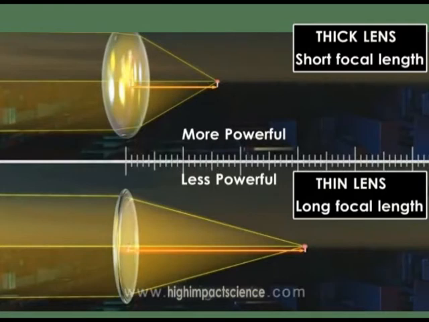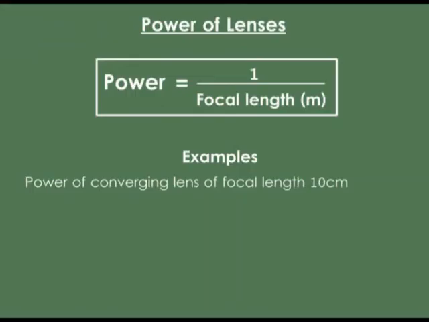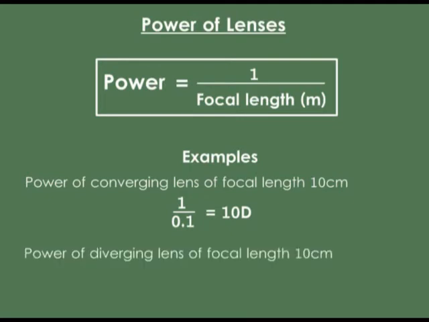Converging lenses have a positive power, while diverging lenses have negative. For example, the power of a converging lens of focal length 10 centimeters is given by power is equal to 1 over 0.1, which gives us plus 10 diopters, or simply 10D. That of a diverging lens of the same focal length is given by 1 over negative 0.1, which is equal to minus 10 diopters.